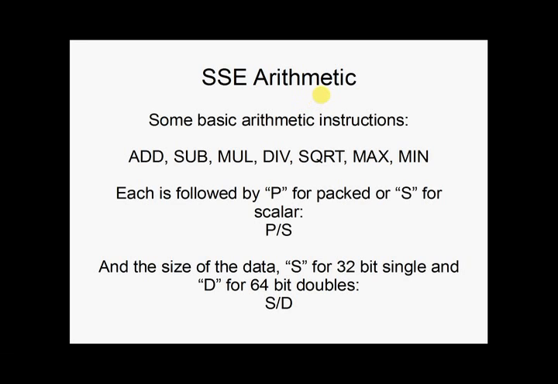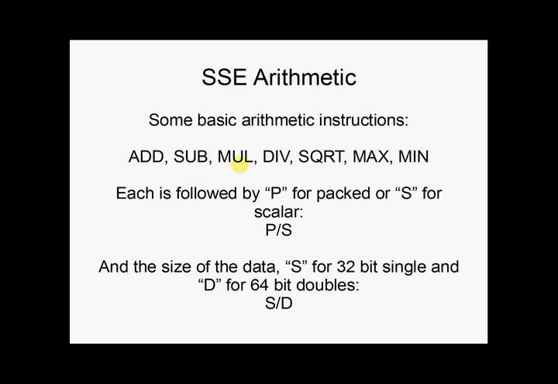If you want to do integer arithmetic with SSE, you use the MMX instructions and SSE registers. But these are all for floating point. So we'll just look at some basic ones today. We've got addition, subtraction, multiplication, division, square root, max, and min. And the naming of the mnemonics is pretty simple, really.